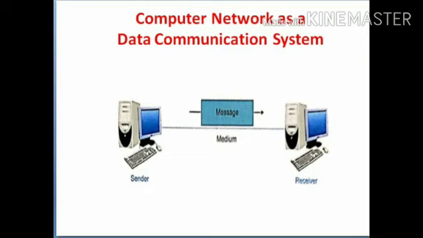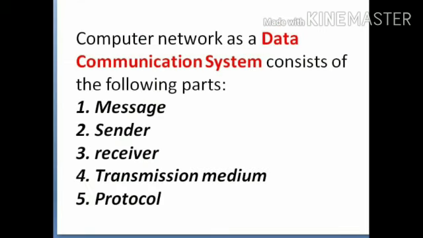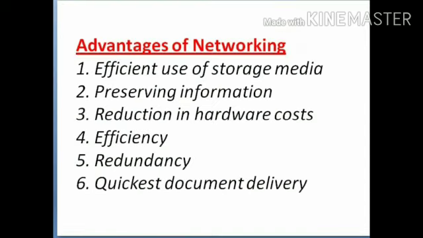Let's discuss computer network as a data communication system. It consists of the following parts. First, message. It is the information that is to be communicated. It can be in any medium like text, pictures, audio, video, etc. Next is sender. Sender is the device that sends the message through a web browser. Receiver. Receiver is the device that receives the message. Transmission medium. It is the path through which the message travels from sender to receiver. Next is protocol. It is the set of rules that governs the data communication. Without protocol, information can't be exchanged between two communicating devices.